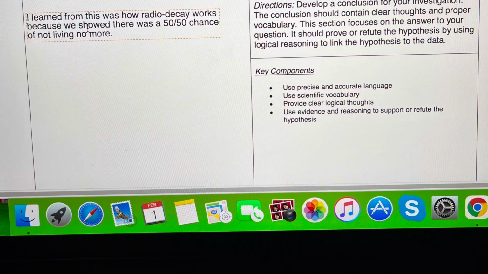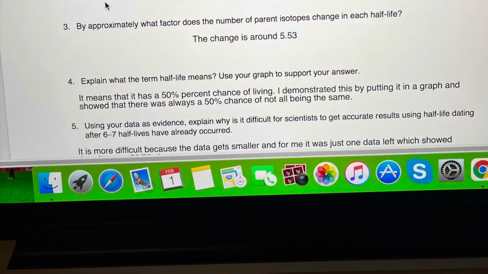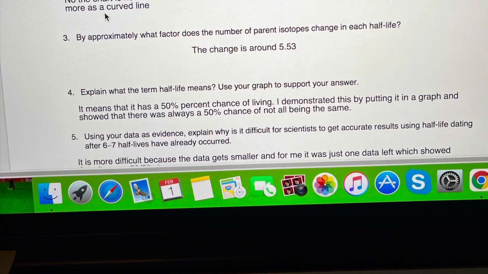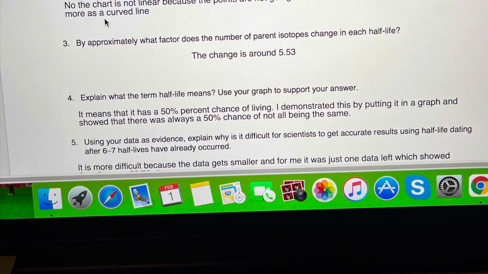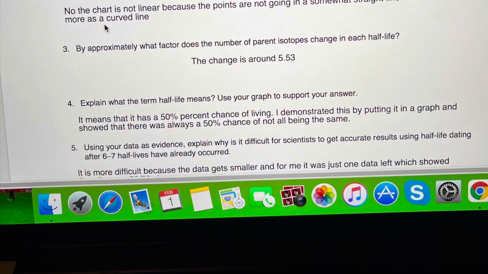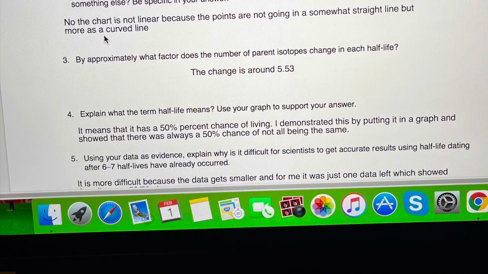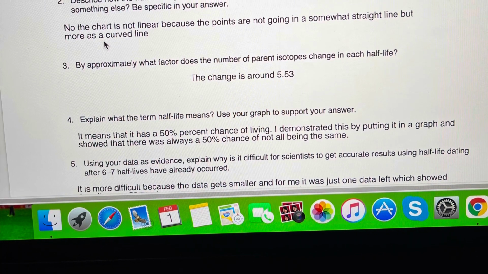It's my sheets, my graph. Number 2, no, the chart is not linear because the points are not going in somewhat of a line, but they are more in a curved line. The change is around 5.3, but that's the number I'm giving, but most likely not correct.